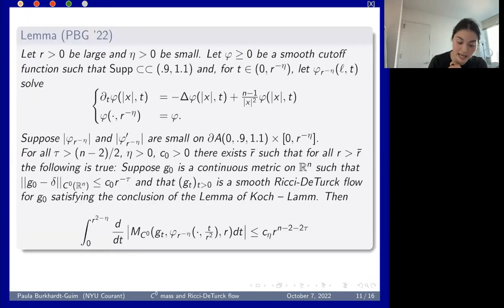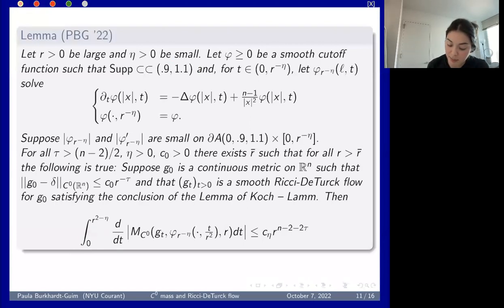Okay, and so here is the lemma that explains the distortion of the C0 local mass under the Ricci-DeTurck flow. And this is also where we see the fact that we need to let the test function vary with R. Okay, and so maybe I will read it first and then I'll talk about it. So let R greater than 0 be large. Sorry, this is a little imprecise. And eta greater than 0 be small. And let phi greater than 0 be some smooth cutoff function with support compactly contained in (0.9, 1.1).